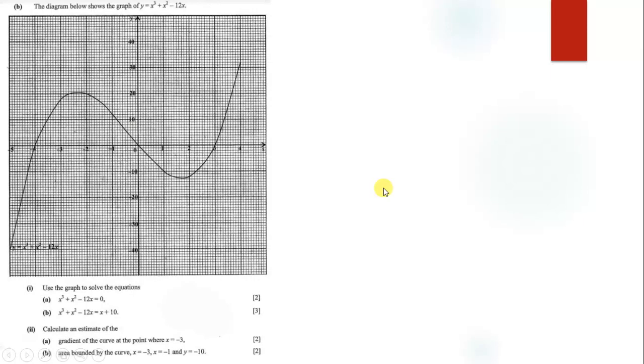Alright, so let's quickly begin. So the question says, the polynomial has been given, and what is needed is for us to solve the questions that are down here. The first question is, use the graph to solve the equations. Before you start finding the solutions to these questions, you have to understand one thing.